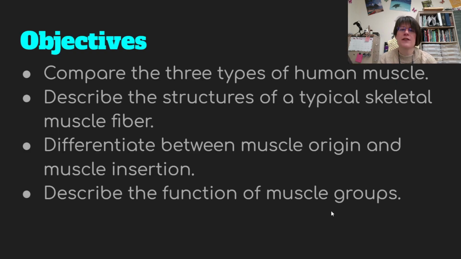So, our objectives today are to compare the three types of human muscle, describe the structures of a typical skeletal muscle fiber, differentiate between muscle origin and muscle insertion, and describe the function of muscle groups. Don't forget your 5 questions and start preparing for your test.